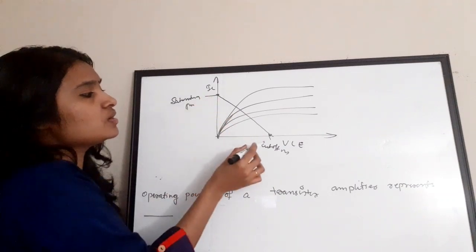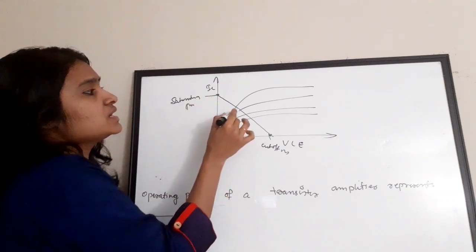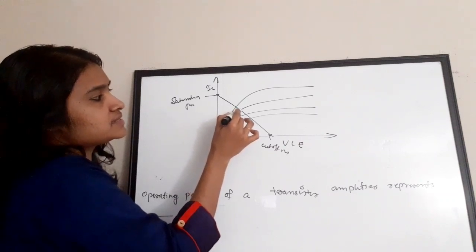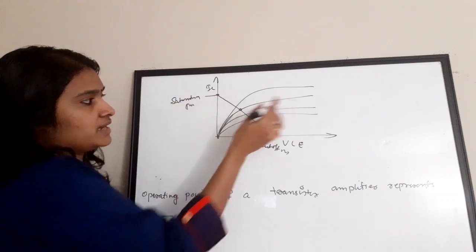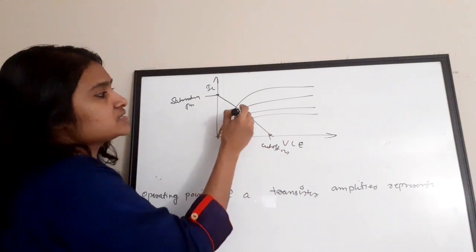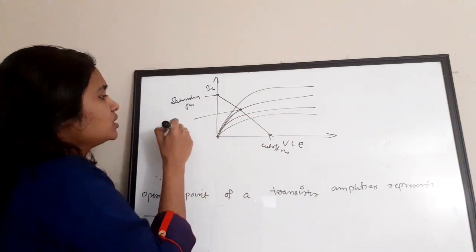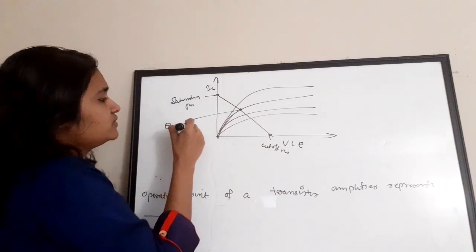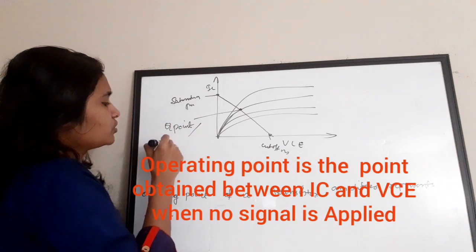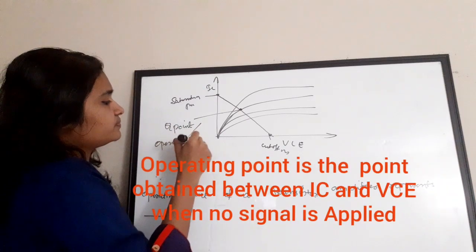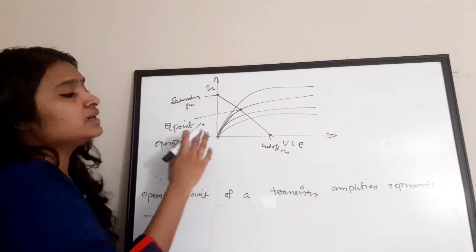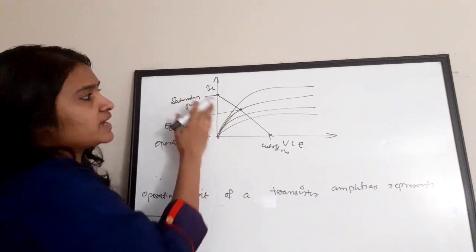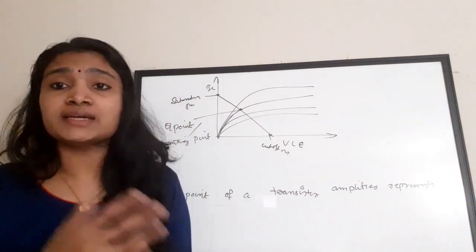And the point on the load line which meets the IC-VC curve, the transistor curve, is called the Q point or operating point. We call the Q point the operating point of the transistor. So this is nothing but the curve between IC and VC. So these are the questions which I have included in this video.